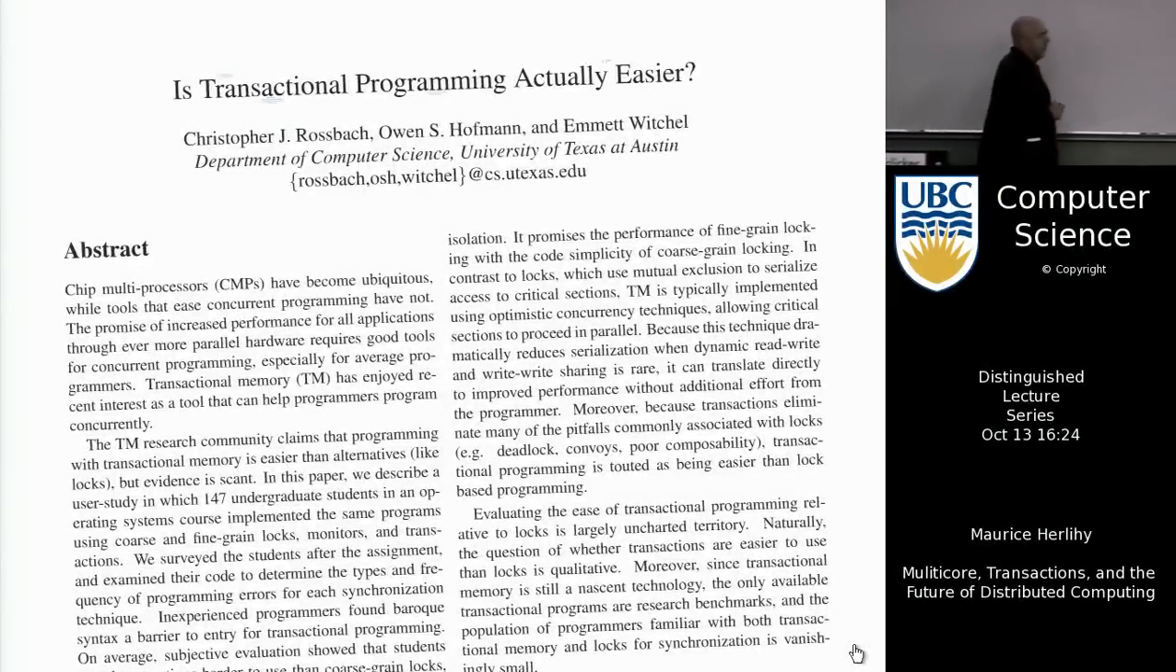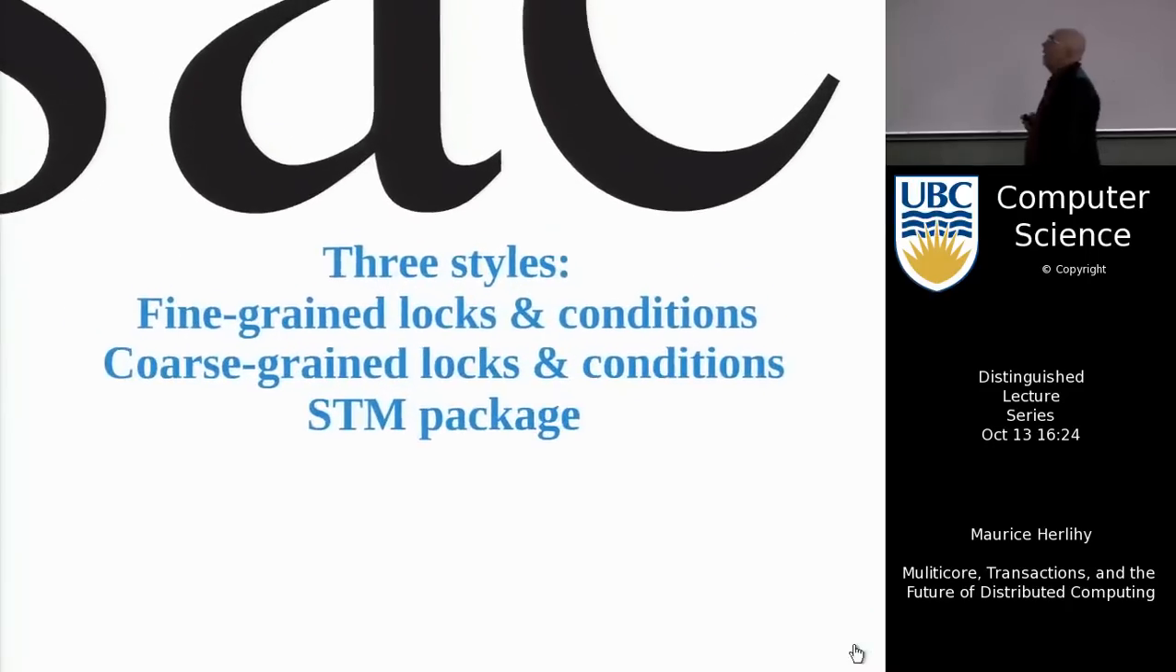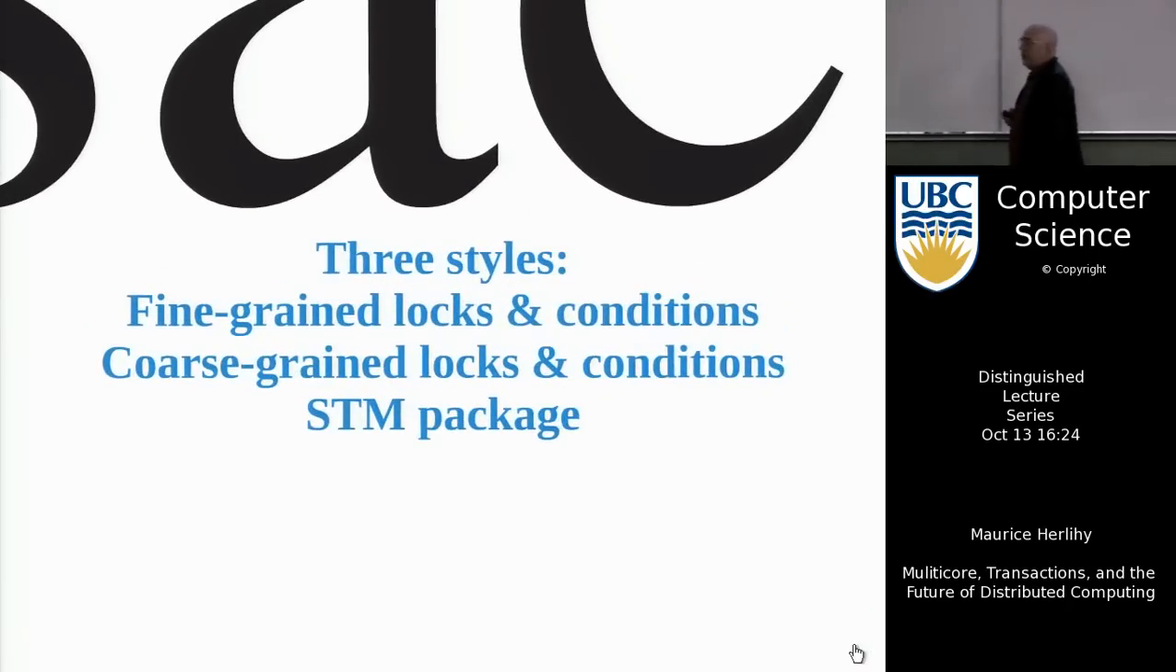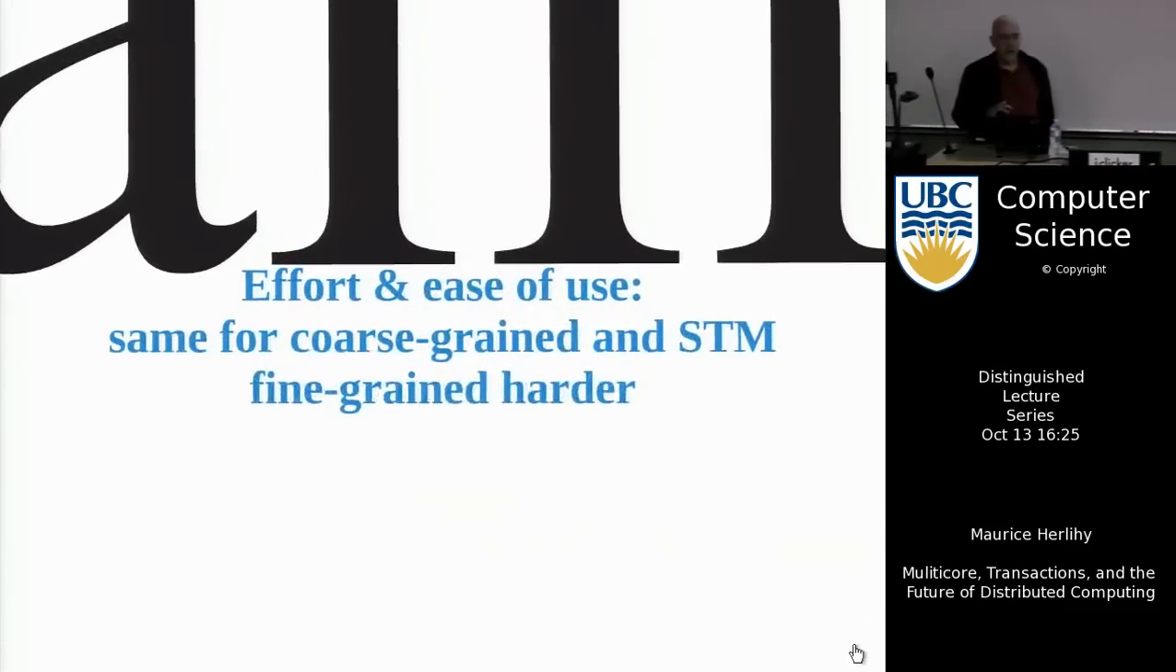Another promise that people sometimes make is that writing code with transactions is easier than with locks. And so there are a couple of small studies that look at this. The same people who did the Linux kernel transactionalization took a bunch of undergraduates and they did a simple game application in Java. And they did 3 styles. They did one with a single big lock. They did one with fine-grained locking done by hand, in Java. And then they did one with a transactional memory implementation.